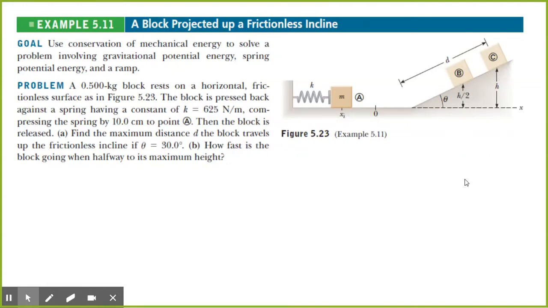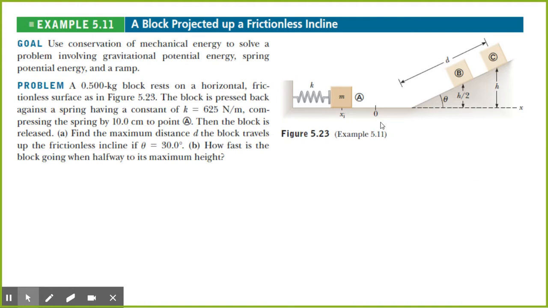We've got a block projected up a frictionless incline. Our goal today is to use the conservation of mechanical energy to solve a problem involving gravitational potential energy, spring potential energy, and a ramp. So in this problem, we're going to have both types of potential energy.